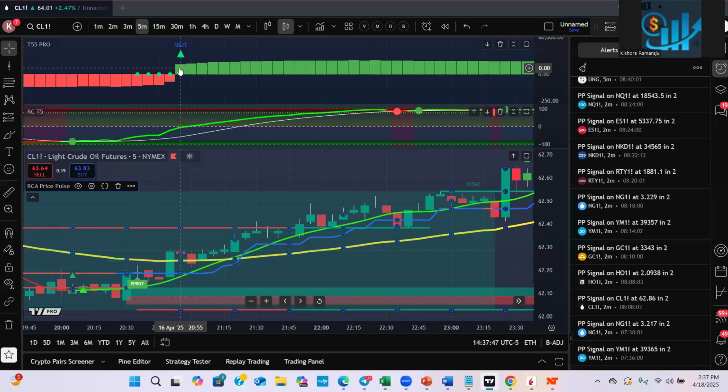So whenever you receive a strong buy, you first go and check in T5. Okay, is it green? Okay, that is good. Is my price pulse in the blue, or is price pulse also telling it will go up? That is good. So now you can take the trade. This will take some more time. Right here you are getting a buy much earlier.